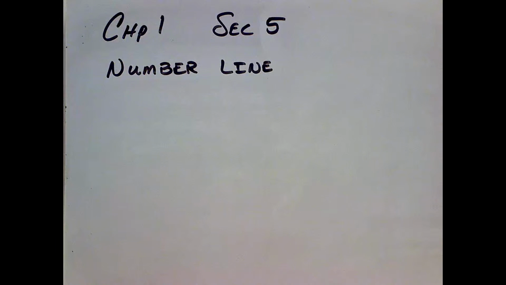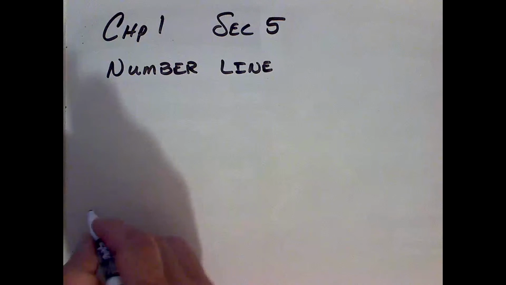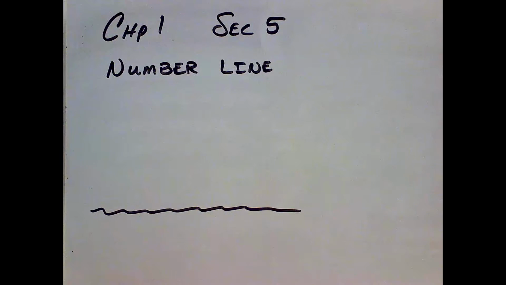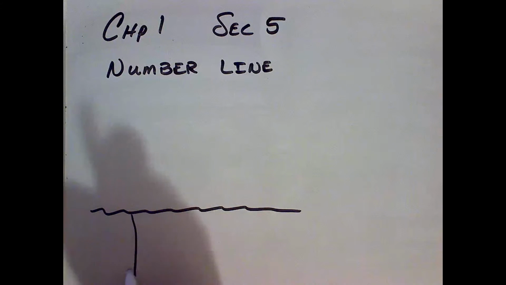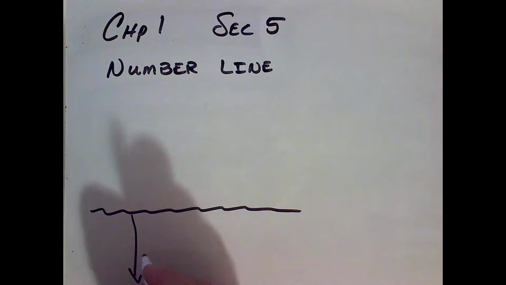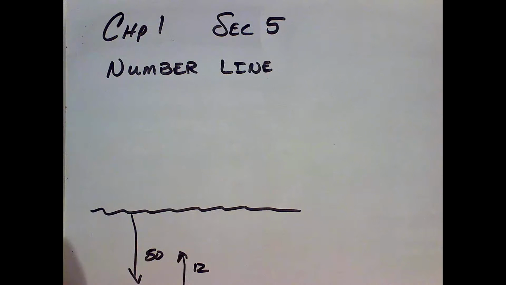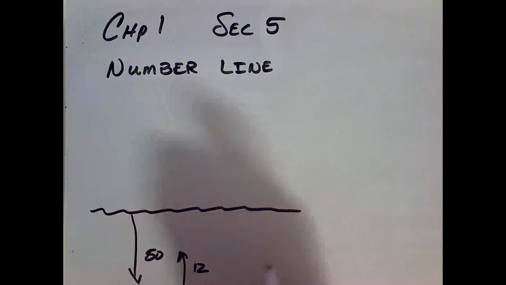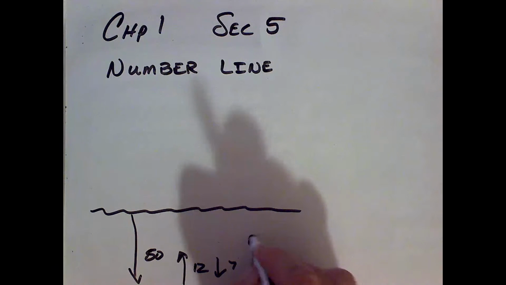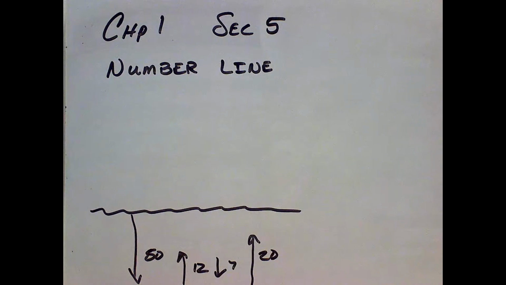Okay, so in other words, if we think about this, here's the sea down here, and this diver dives down 50 feet, right? And then he rises back up 12 feet. And then he goes back down 7 feet. But he rises back up 20 feet. What level is he at? A number line is a great way to figure this out.